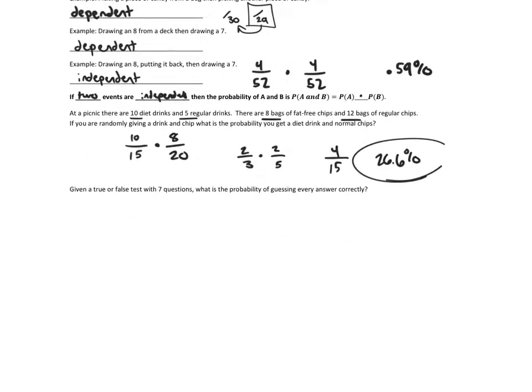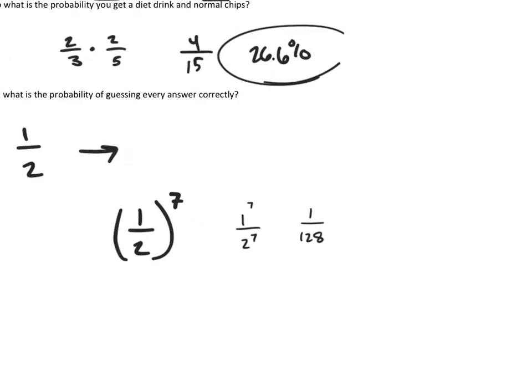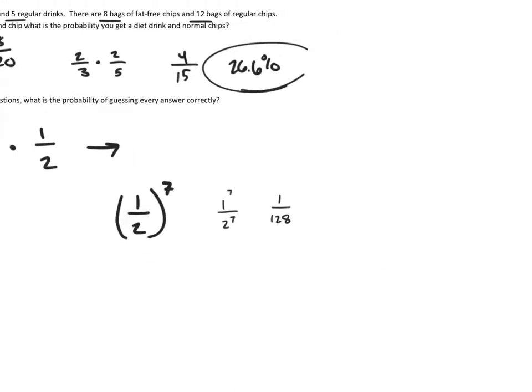Let's take a look at one that's going to be very unlikely. Given a true or false test with 7 questions, what's the probability of guessing every answer correct? Well, you have a 50% chance, right? And you'd be multiplying that 50% chance over and over again, all 7 times. So really, this is 1/2 to the 7th power. From our rules of exponents, it's really just 1 over 2 to the 7th power. 2 to the 7th power is 1 out of 128 here.